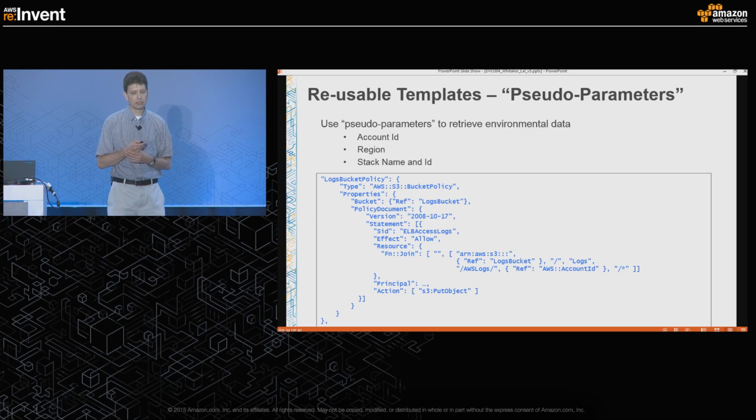So the example below there sets up a bucket policy for ELB bucket archiving, where we're actually using the account ID as part of the object name in the policy to restrict down where ELB can put its logs for this particular account.